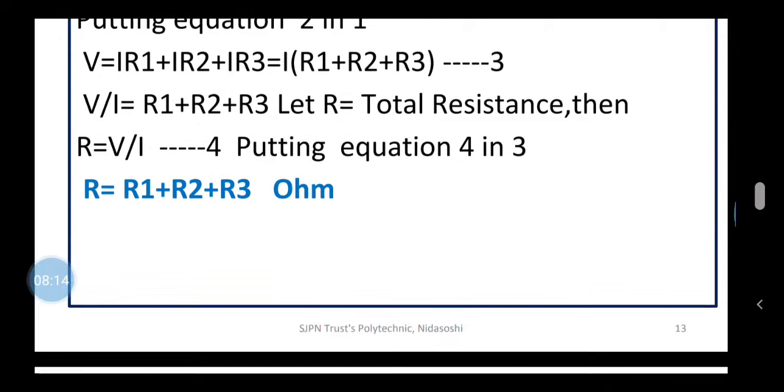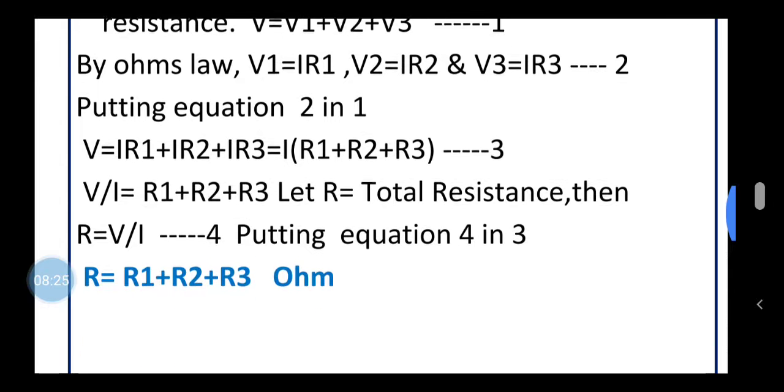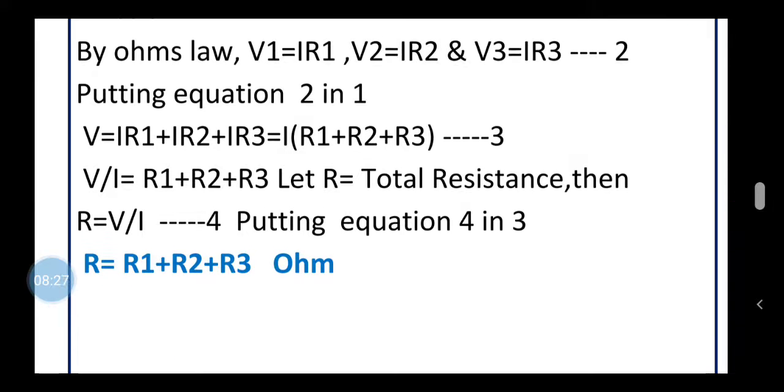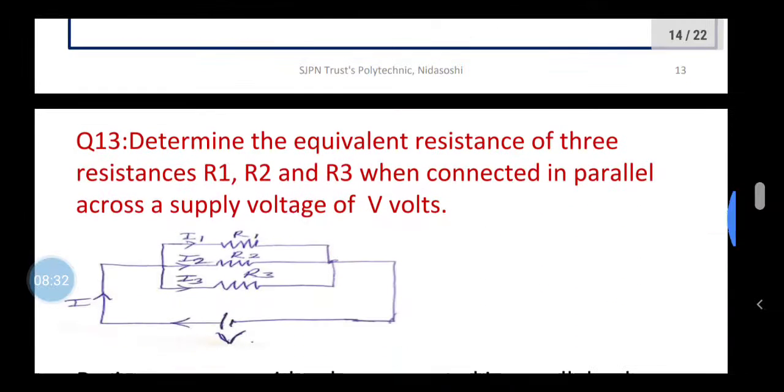If n number of resistances are connected in series, then we can write R is equal to R1 plus R2 plus R3 and so on up to Rn. So this is the derivation of finding the total resistance of the resistances connected in series.